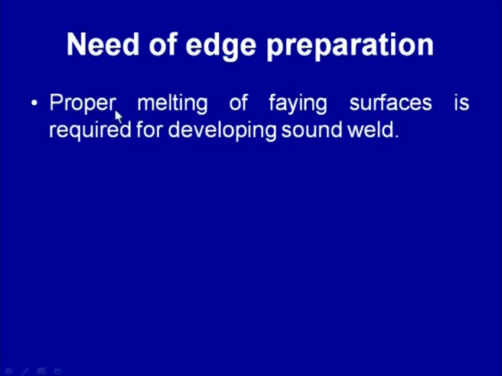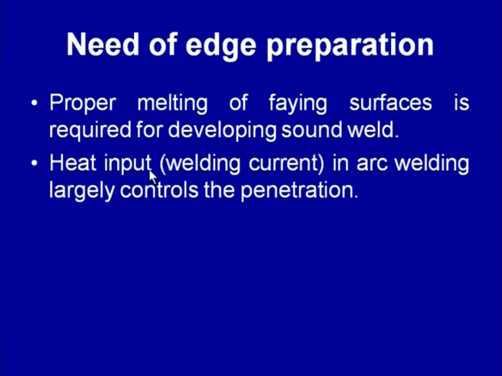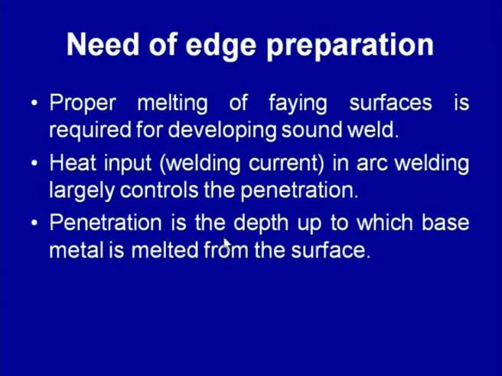So, the first and foremost important thing for the edge preparation is that the proper melting of the faying surfaces is required for developing the sound weld joint, and when the heat is applied using suitable current in the arc welding, it controls the depth up to which melting can be done, means the kind of penetration which can be achieved, and the penetration is considered as the depth up to which the base metal is melted from the surface with the application of the heat.